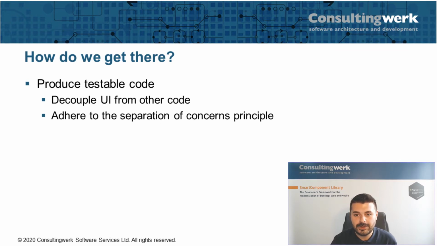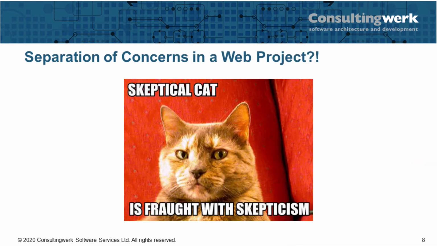Now, how do we get to actually being able to unit test automatically and verifying that everything looks like it should? Well, the first thing we need to do is to produce testable code, obviously. So what that means is we need to be decoupling the UI from the other code. And also we need to adhere to the separation of concerns principle. Now, you may be asking yourself, how does that work, separation of concerns in a web project? Well, I can understand that question.